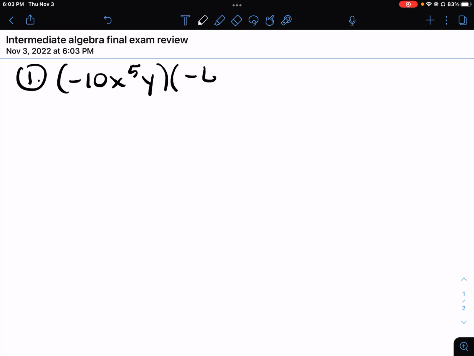Okay, we're multiplying. A negative times a negative is a positive. When we multiply, we add those exponents. So x^5 times x^4 means you would write 5, write 4 more would be 9. y times y squared, you would have y^3.